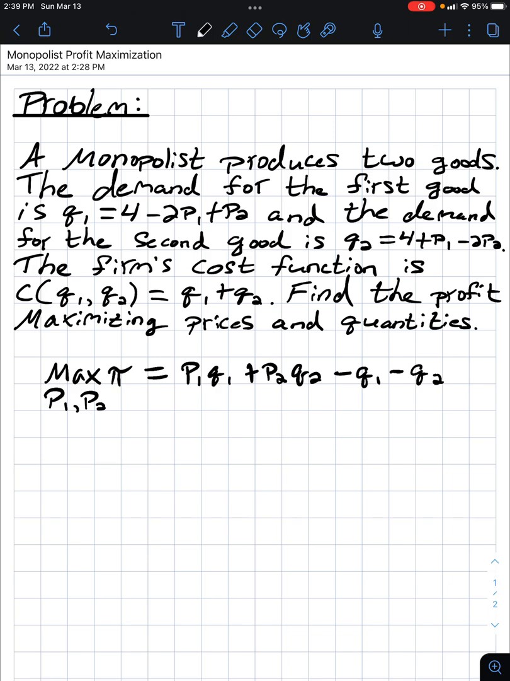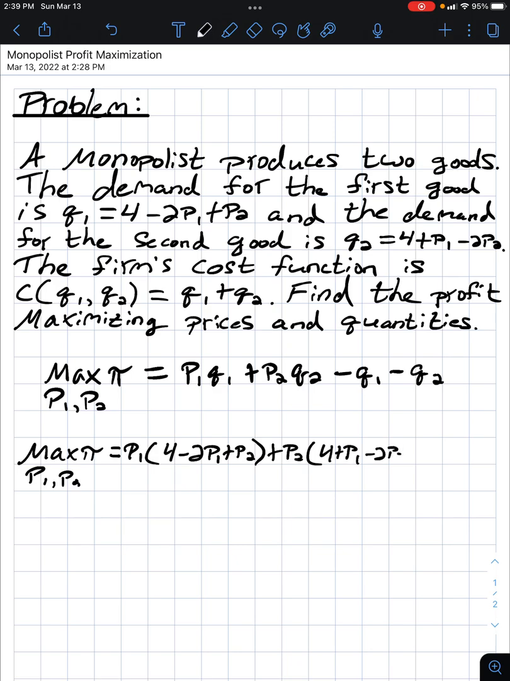Now if we expand this, we get max profit over P1, P2 equal to P1 times our Q1 demand, 4 minus 2P1 plus P2, plus P2 times 4 plus P1 minus 2P2, minus Q1, which is 4 minus 2P1 plus P2, minus Q2, which is 4 plus P1 minus 2P2.